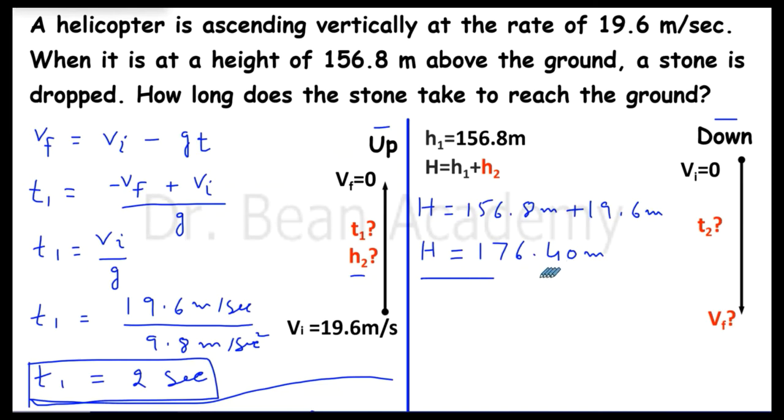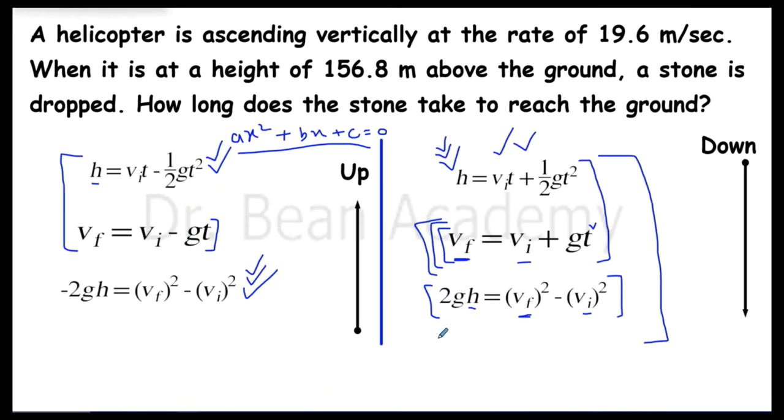Okay, next we need to calculate time t2. But before calculating time t2, we need to calculate the final velocity of the stone before hitting the ground. But why are we calculating Vf? We only need t2, right? Because we already know the time t1, and now we need to calculate time t2, and the total time is the sum of these two times. Why are we calculating Vf?